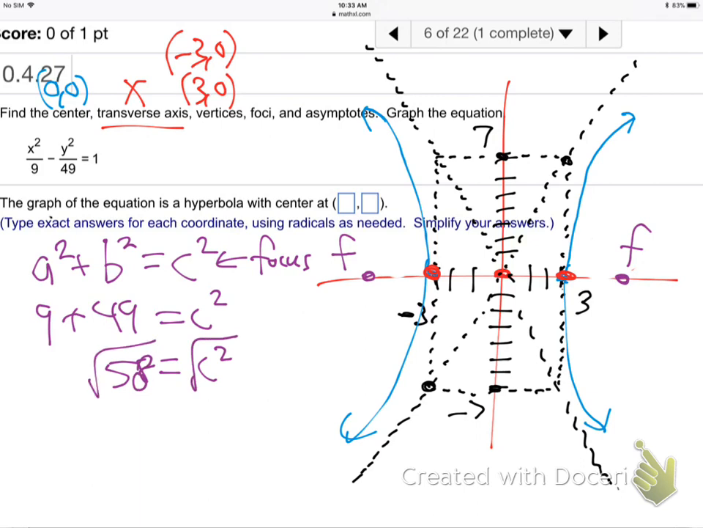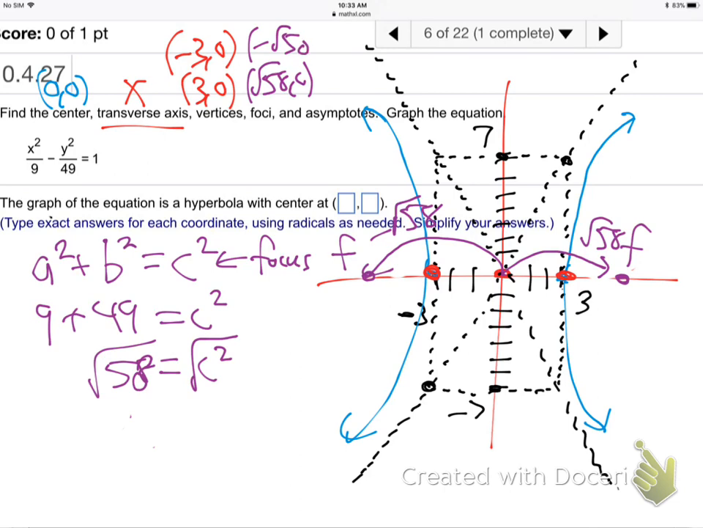Like that. Root it. And isn't that just 2 times 29? So nothing's going to come out of that root. It'll just stay root 58. No simplifying possible on that. Okay. So that means this is right root 58 and left root 58. So the focus points are root 58, 0 and minus root 58, 0. Like that. And so we got the vertices, the foci.